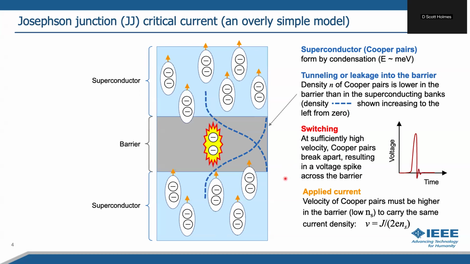And at sufficiently high velocity, the energy becomes too great. It becomes greater than the condensation energy, and the Cooper pairs break apart. And you get a voltage across the junction. That's in a circuit.